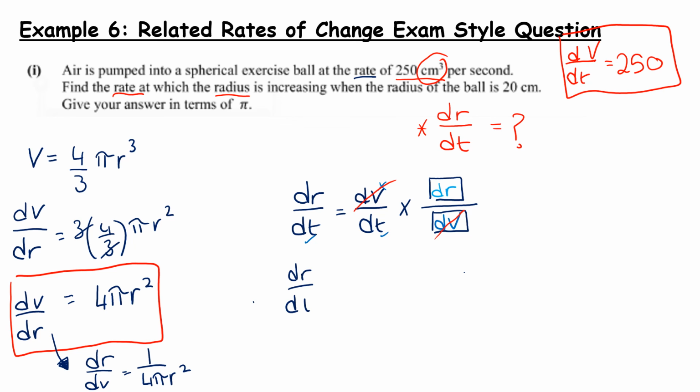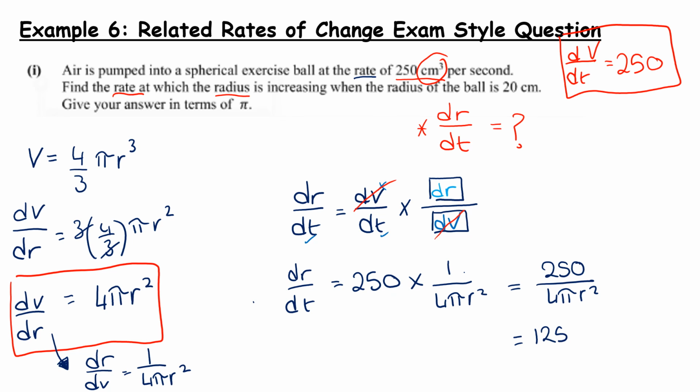So dr/dt is equal to dv/dt, the thing that they gave me in the question, multiplied by dr/dv, 1 over 4 pi r squared. Multiply that across, we have 250 over 4 pi r squared. We can simplify this to 125 over 2 pi r squared. They asked us to do this when the radius of the ball was 20. So we want when r is 20. So when we sub that in, 125 over 2 pi 20 squared.